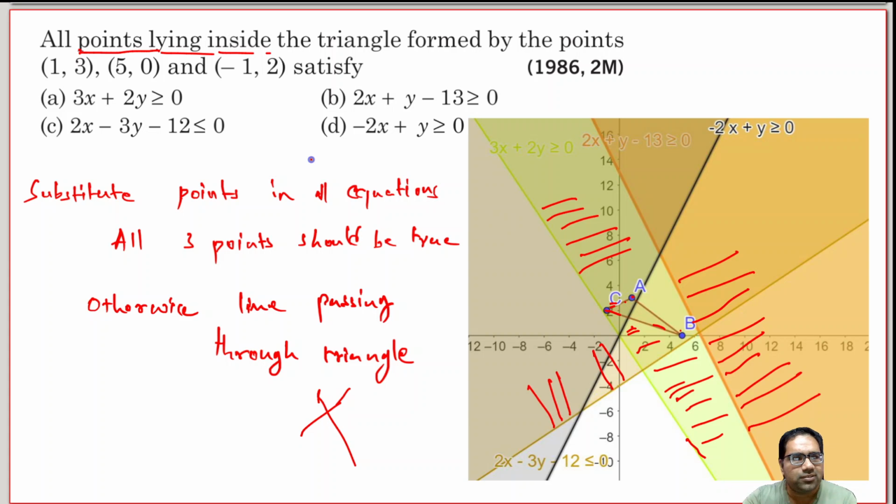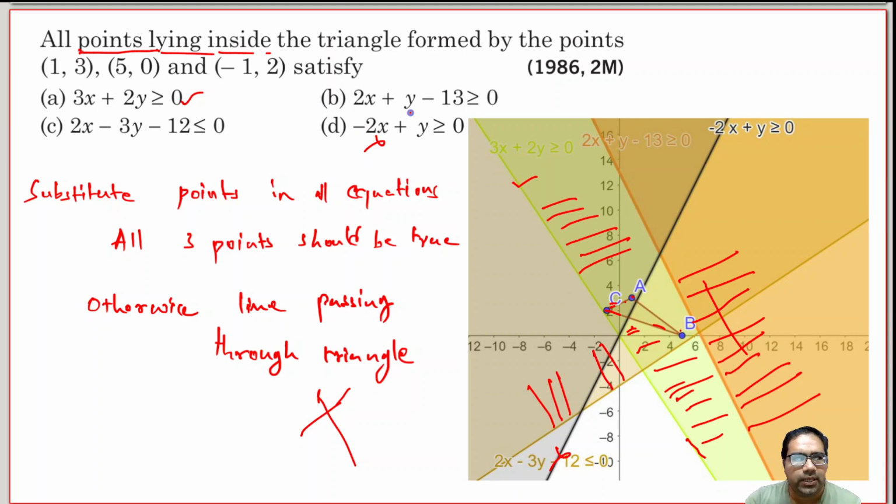So now if you substitute in this one, you can clearly see in the diagram also, it is satisfying this line 3x plus 2y, that is this one. Then it is not satisfying this black line, that is minus 2x plus y, because one point is definitely on the other side. A and C are on the same side, so it is not satisfying this line.